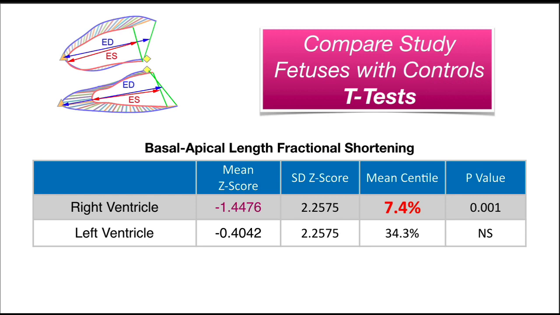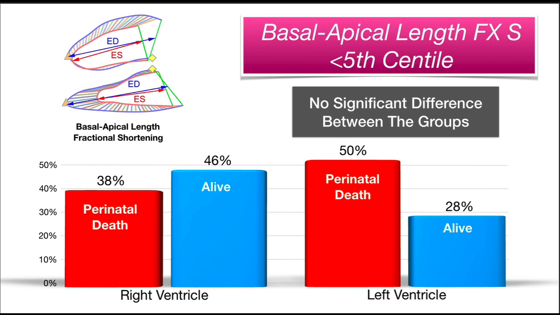Only the right ventricular basal apical length fractional shortening was significantly less than the 200 control normal fetuses with a mean centile of 7.4%. This graph illustrates the percentage of fetuses with an abnormal basal apical length fractional shortening less than the 5th centile for the right and left ventricles. When comparing those with the perinatal death and with those who survived the neonatal period, there was no significant difference between the groups.